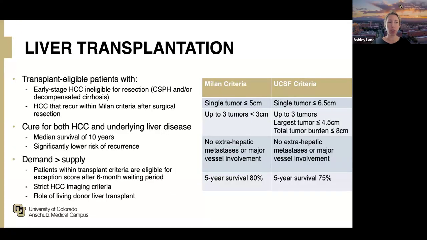All right, so our bread and butter. When do we think about liver transplant for the management of HCC? We think about liver transplant in those patients who are transplant eligible if they have early stage liver cancer that is ineligible for resection. So those patients who have decompensated disease or clinically significant portal hypertension, where we'd be worried that they develop further decompensated liver disease and potentially die from those treatments, and HCC that recurs within Milan or transplant criteria after surgical resection.